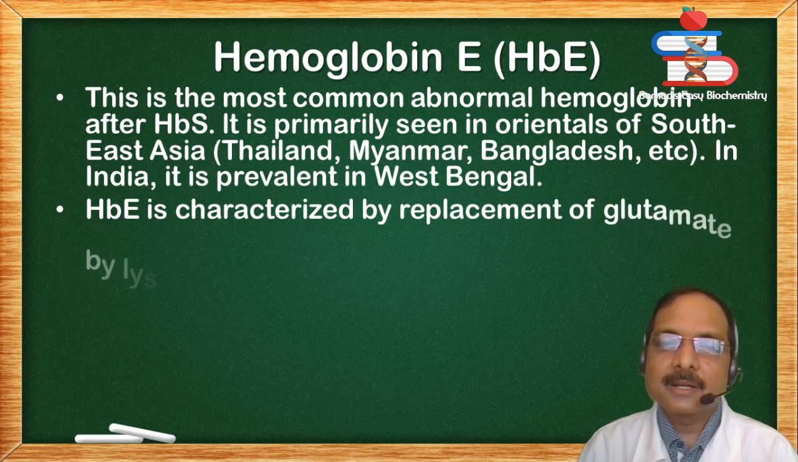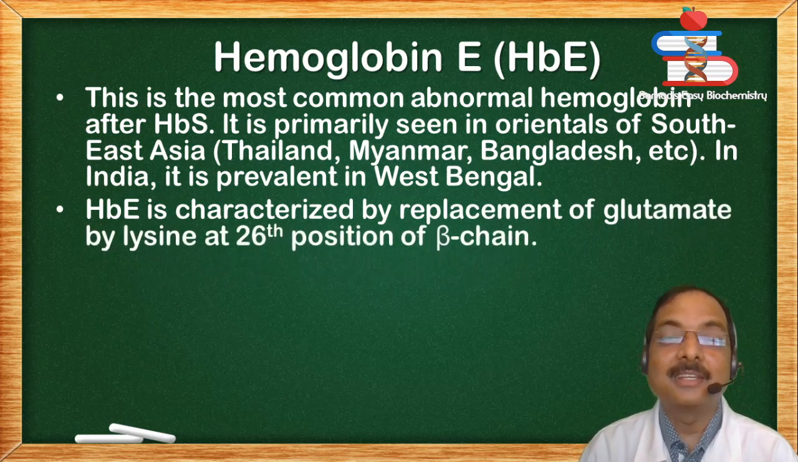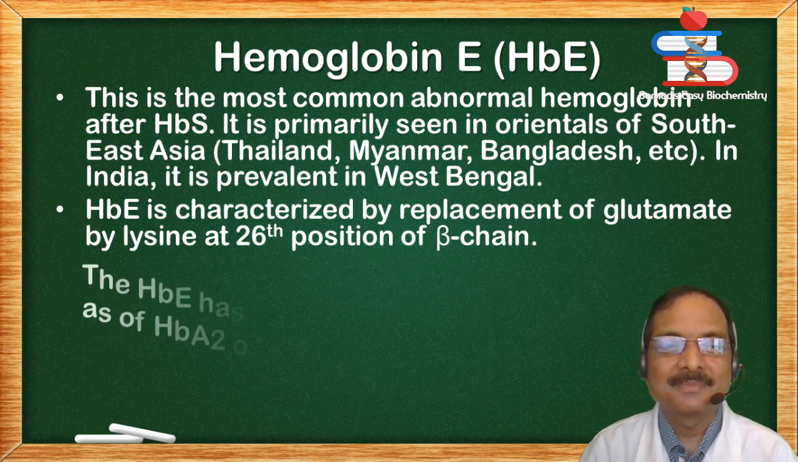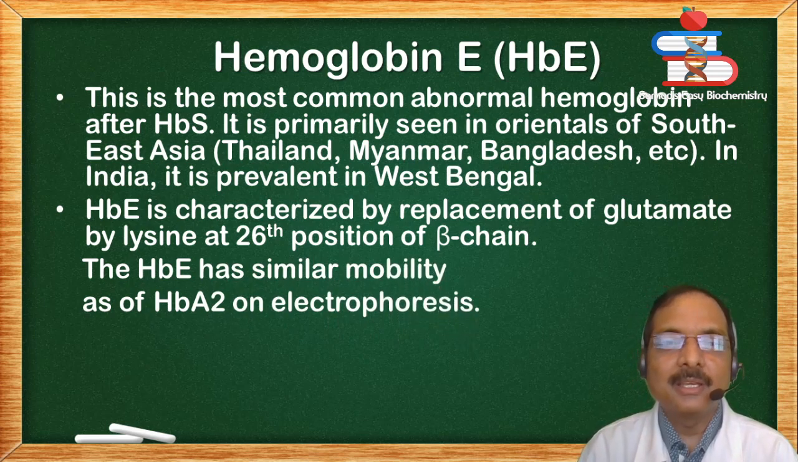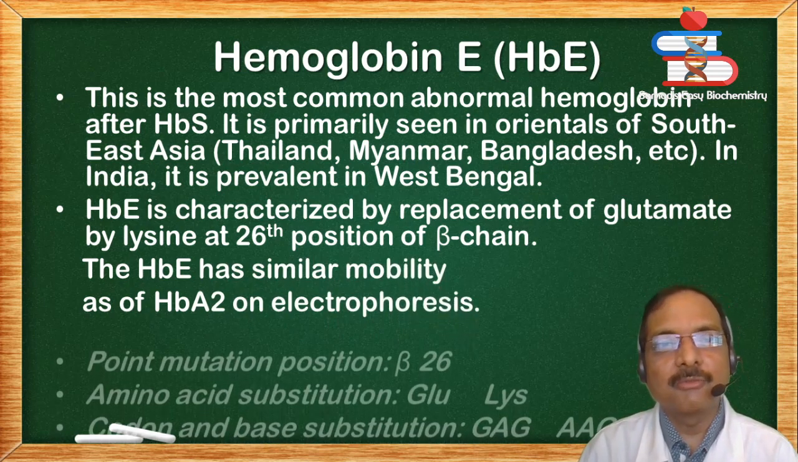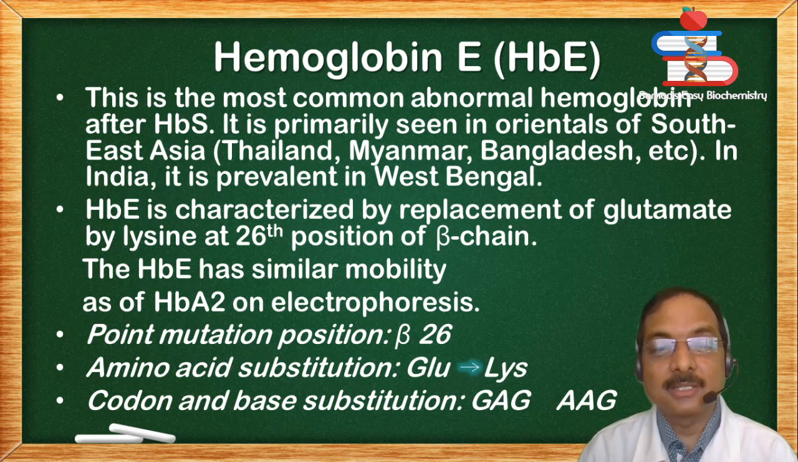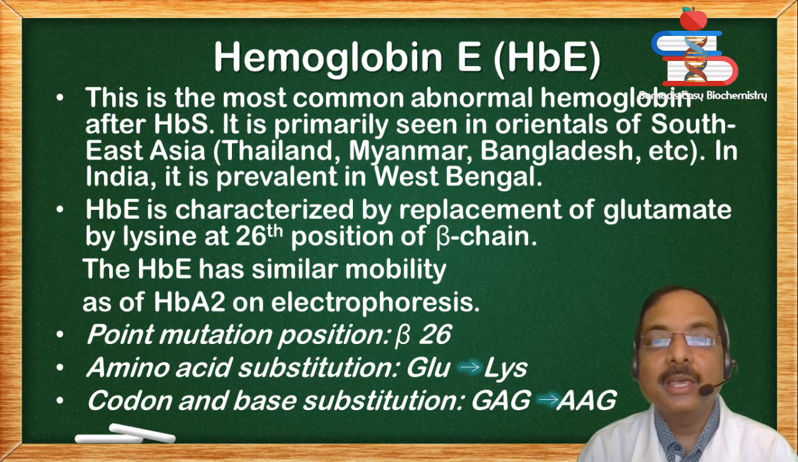HbE is characterized by the replacement of glutamate by lysine at the 26th position of beta chain. HbE has similar mobility to HbA2 on electrophoresis. So the point mutation is beta 26th residue. Amino acid substitution is glutamic acid to lysine, and codon and base substitution is GAG to AAG.